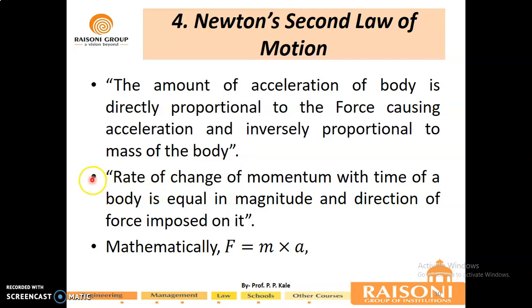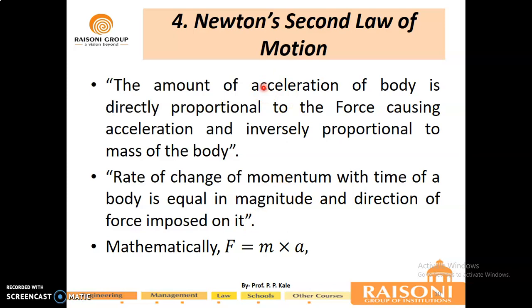Now the second statement, which is very popular: the rate of change of momentum with time of a body is equal in magnitude and direction to the force imposed on it. So what do you mean by momentum? Momentum is nothing but mass into velocity, and rate of change of momentum means m dv by dt, and dv by dt is our acceleration. So mass into acceleration we will get from here also. So this is Newton's second law.